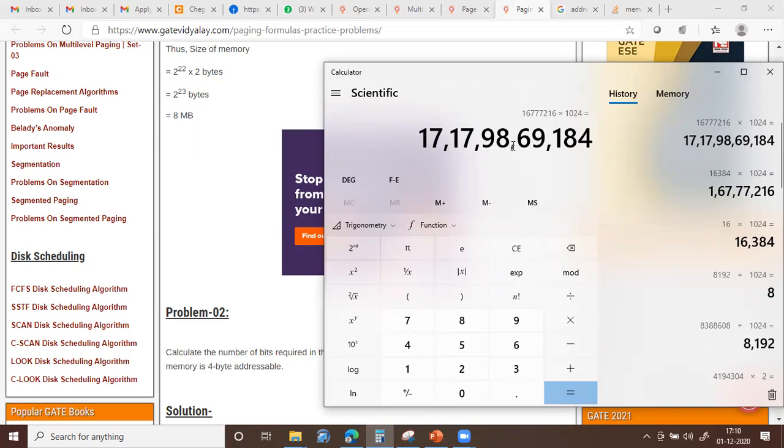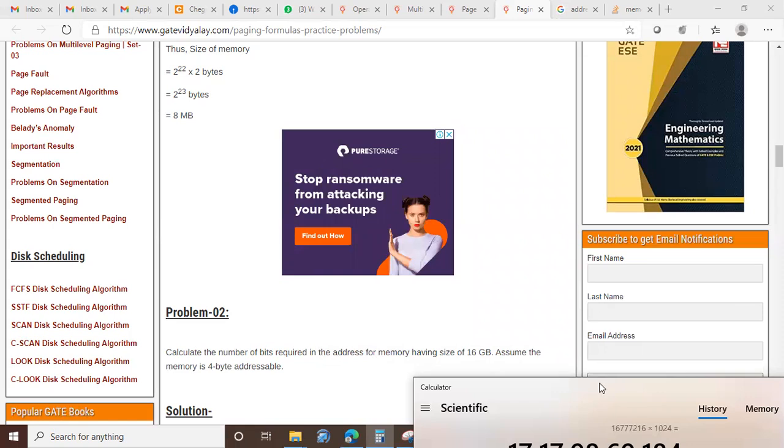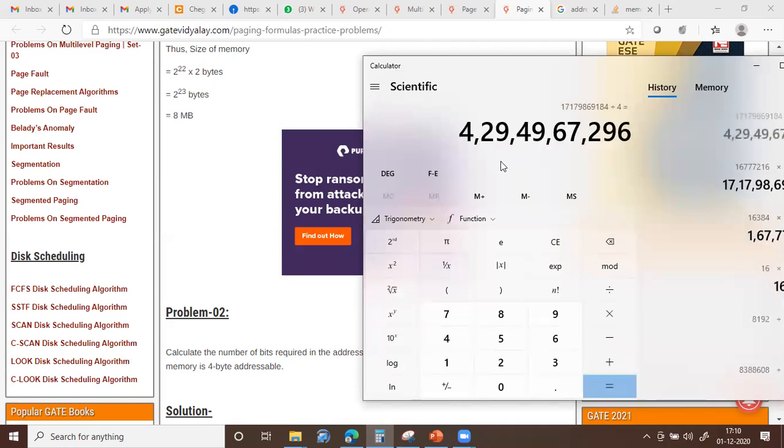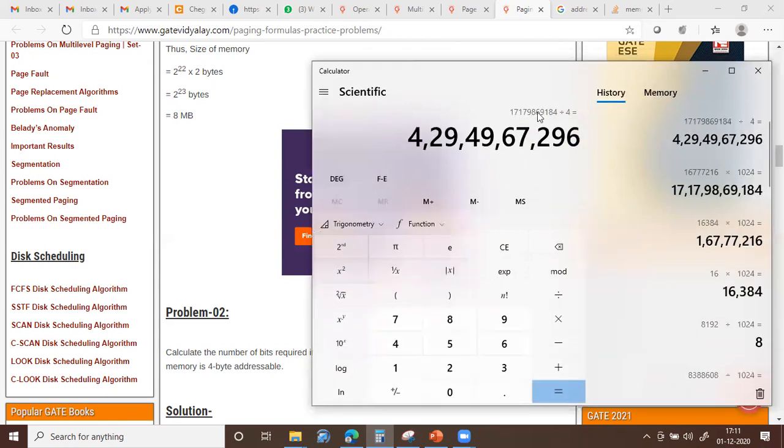But we know that each location is 4 bytes. In the question it is given that the memory is 4 byte addressable, which means each location occupies 4 bytes. So divide this by 4. When you divide by 4, you get this many locations. So the memory contains this many locations, where each location is 4 bytes. Now we have to identify how many bits are required to address these locations.